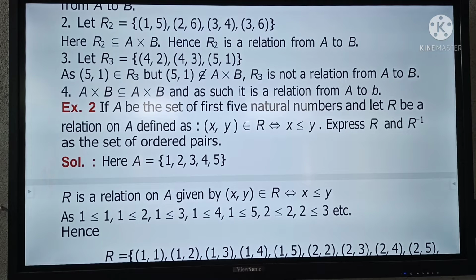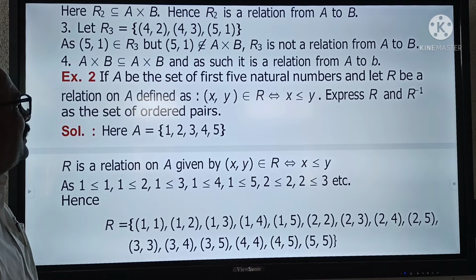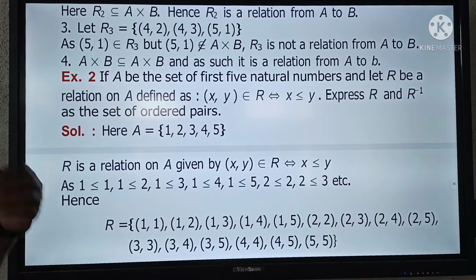Okay. So if A is the set of the first 5 natural numbers and R is the relation on set A defined as (x, y) belongs to R, which implies x is less than or equal to y, express R and its inverse as sets of ordered pairs. So A is the set, it is given: 1, 2, 3, 4, 5. R is the relation on A given by (x, y) belongs to R such that x is less than or equal to y.